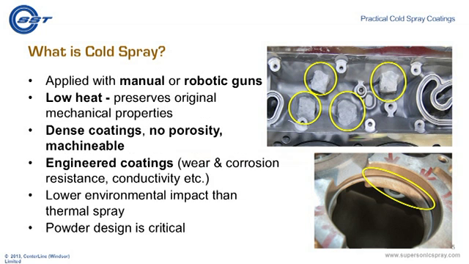Here at Centerline, we design, manufacture, and sell a wide variety of practical cold spray equipment. You can apply cold spray with either a manual or robotic gun. Using low heat, it preserves the original mechanical properties of your component. These coatings are quite dense, there's low porosity, and they're quite machinable. The coatings can be engineered for a wide variety of purposes: wear and corrosion resistance, conductivity applications, etc. Cold spray has a much lower environmental impact than thermal spray, and powder design is critical. Here at Centerline, we also design and manufacture powders to go with your cold spray equipment.